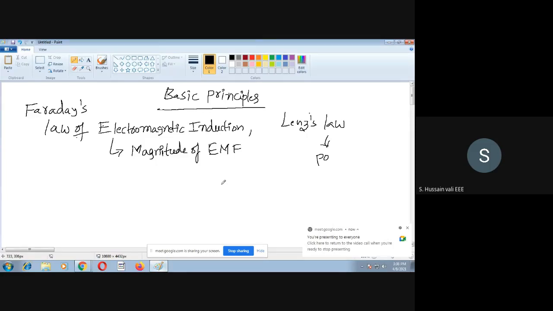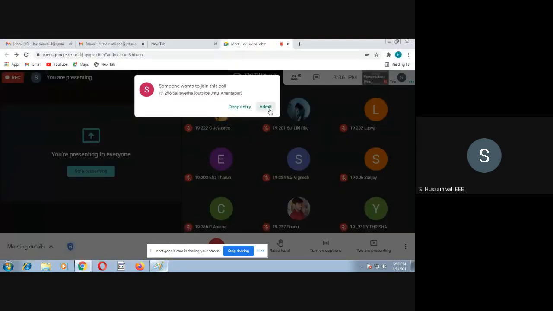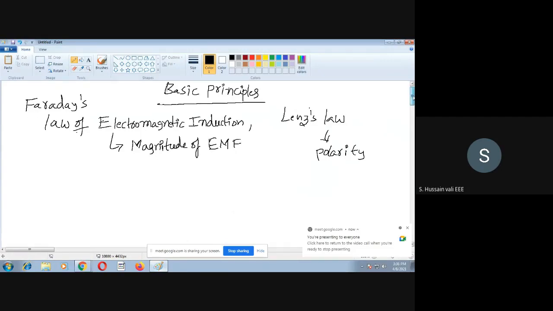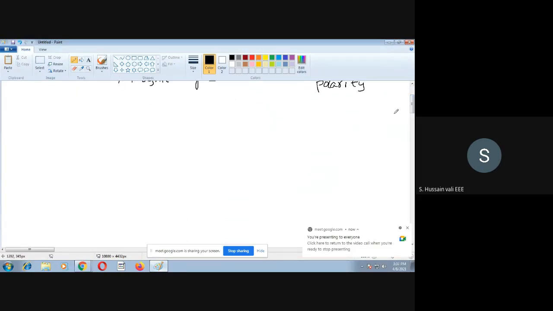law will tell what is the polarity of EMF, because EMF has polarity, plus and minus, higher potential, lower potential. So Lenz's law will tell the polarity. So with these two laws, we will know what is the EMF and what is its polarity. Okay, so one by one we'll see. So we will take a simple example.